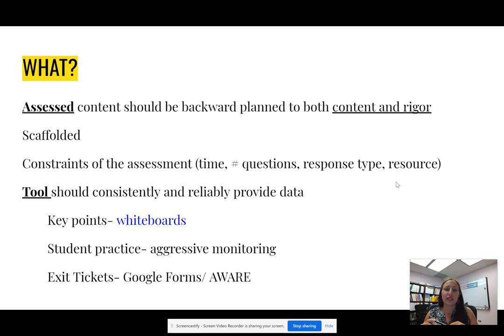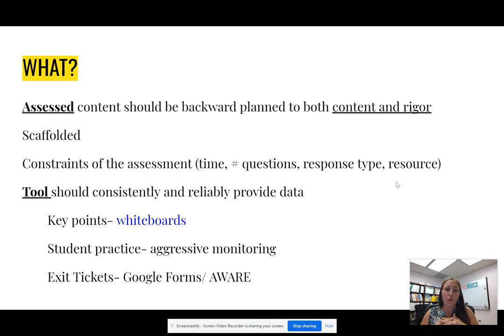As well, the constraints of the assessment should be considered. So for instance, in math and science, a lot of times there's a reference sheet. I don't want to ask a student a question and provide them with a formula or provide them with the number of protons or the atomic number. Instead, I want to make sure that my students have to go to that reference sheet. They get used to using it just as they would in the real assessment.